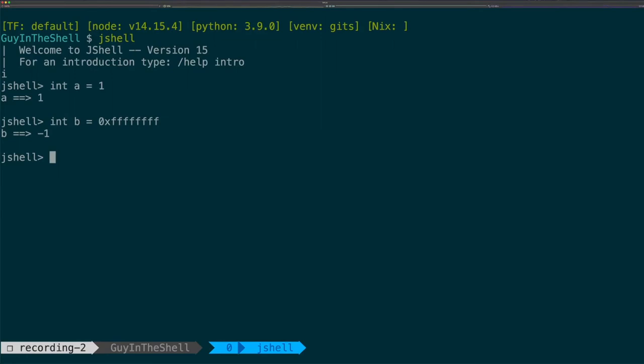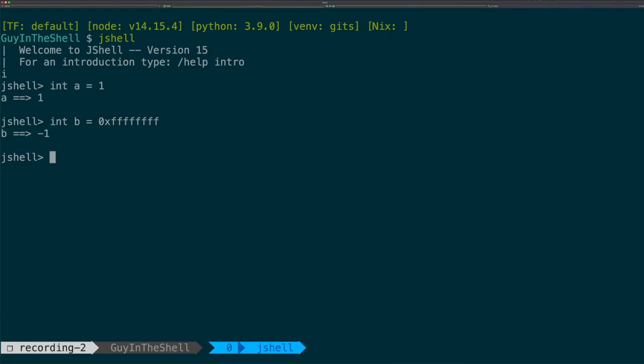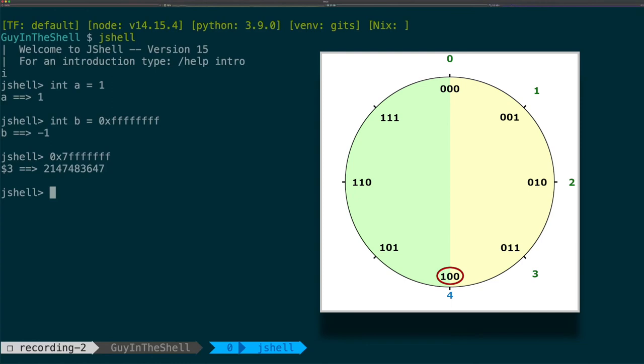Okay, let's find the middle now. According to our previous understanding, the biggest positive number we can represent is the one that starts with a 0 and is followed by 31 ones. That means the first 4 bits are 0111, right? And in hexadecimal, that's 0x7. And then we want only ones, so that's FF, FF, FF, 7 Fs. We can see that this number is 2,147,483,647.